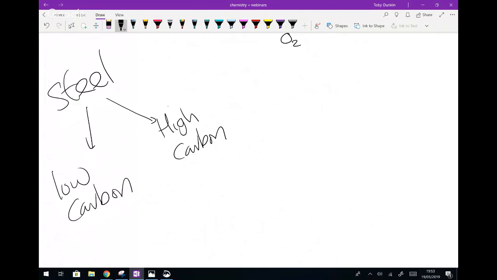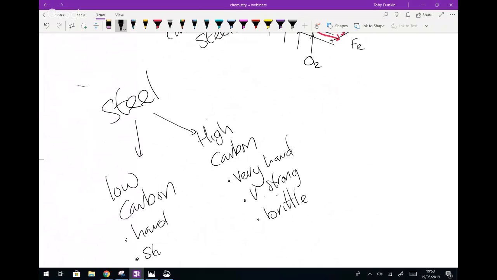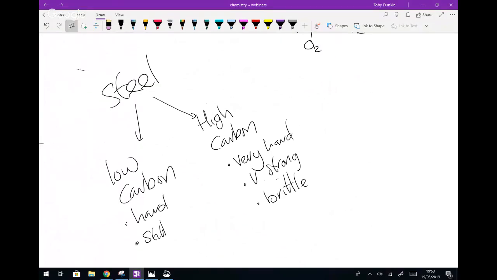I'll bring some into school to show you guys. High carbon steel. It's very hard. Tough. Really, really tough. Very strong, but also very brittle. If you hit it hard enough, it will shatter like glass. Low carbon steel is hard, but still malleable. Not as malleable as, say, pure iron, otherwise known as wrought iron. Still malleable. We use it for things like train wheels.